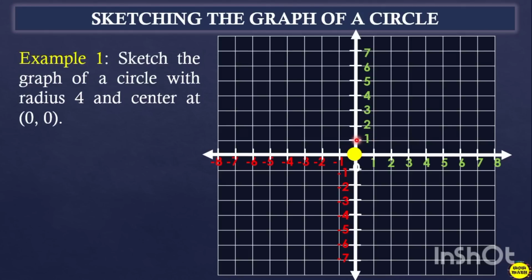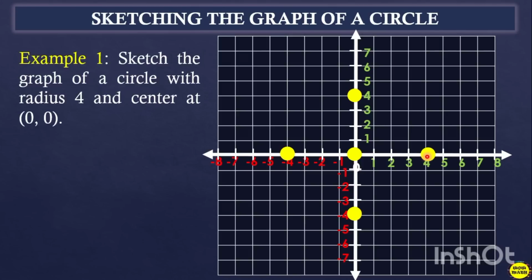magbibilang tayo ng units pataas, pababa at left to right. So, 4 units, okay, yung radius natin is 4, so 4 units pataas, so 1, 2, 3, 4. So, lagyan natin ng marking. And then, ganun din sa baba. 1, 2, 3, 4. Okay? Ganun din sa left and right. So 1, 2, 3, 4. At ganun din sa right side. 1, 2, 3, 4.